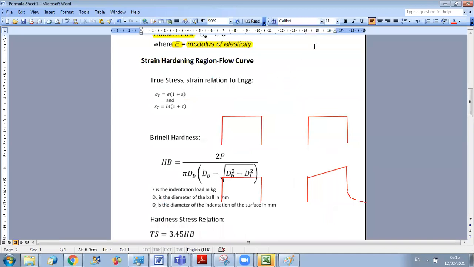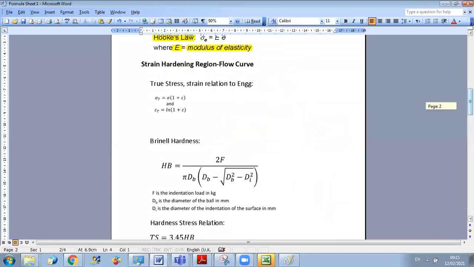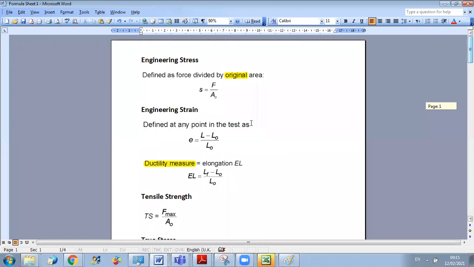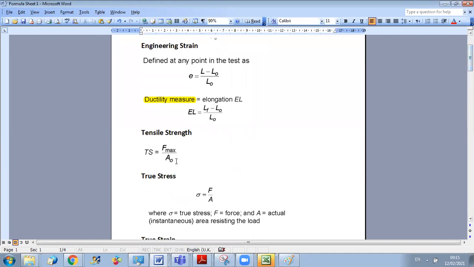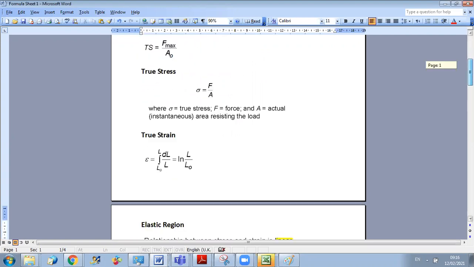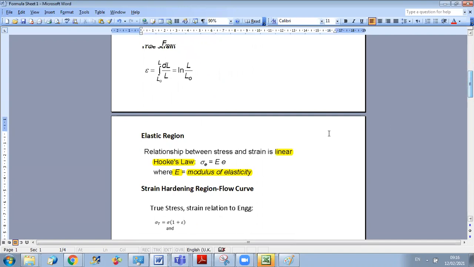So this is the formula sheet you are responsible for. You should know the different relations. First, you have the definitions of engineering strain, engineering stress, ductility measurement, how to calculate the tensile strength at the maximum force over A0. What is the definition of true stress? What is the definition of true strain? And here you have the elastic region, you have sigma equal E epsilon.